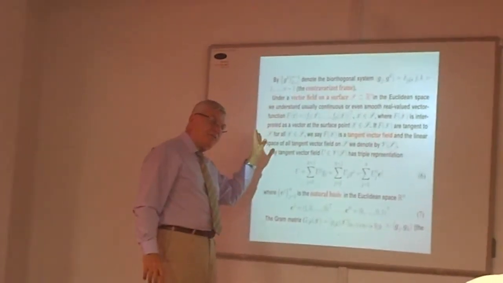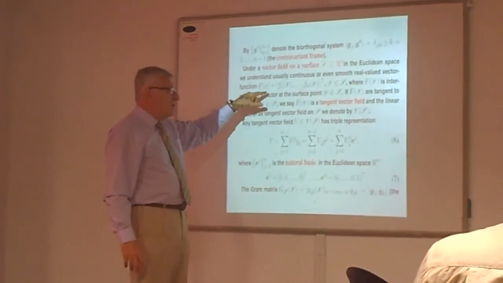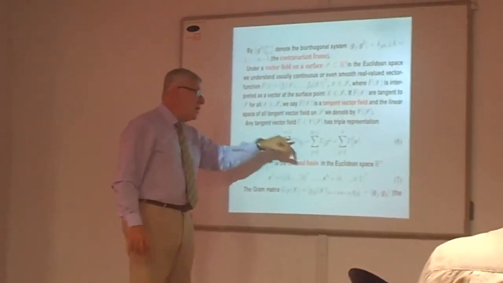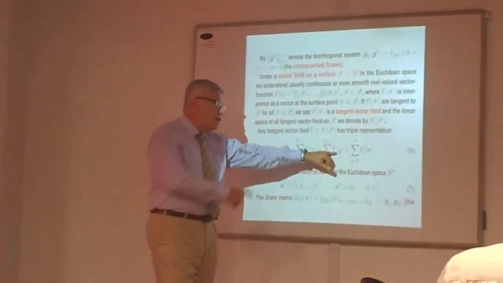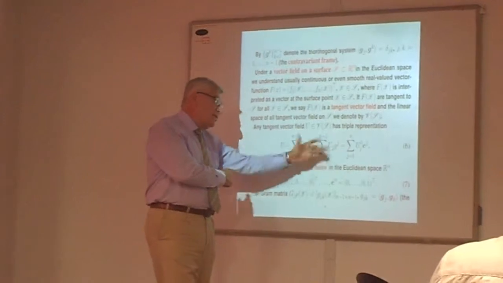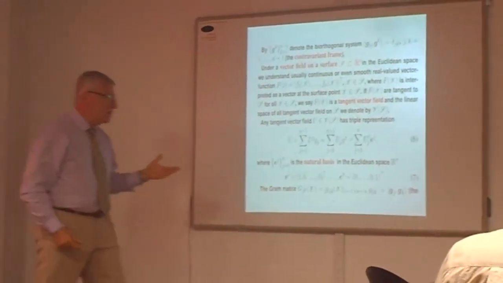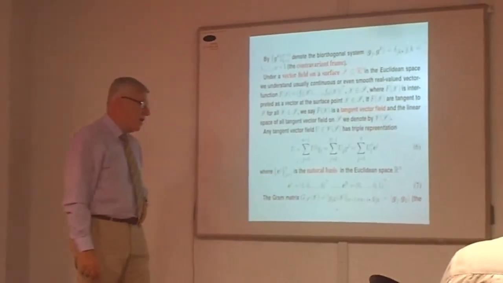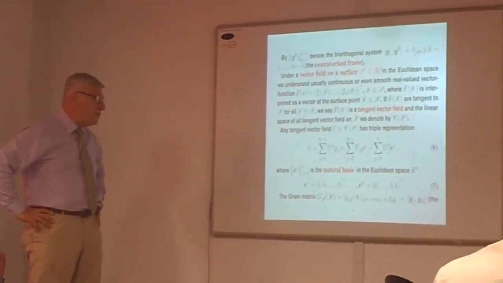Vector fields which are derivatives of mapping functions give the basis of these tangential vector fields. Any tangential vector field can be represented as a finite sum of these derivatives with certain coefficients. So that means that these functions, derivatives, are a basis in the tangential vector fields.